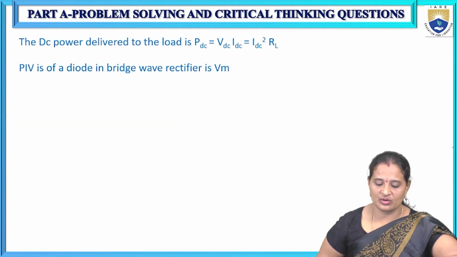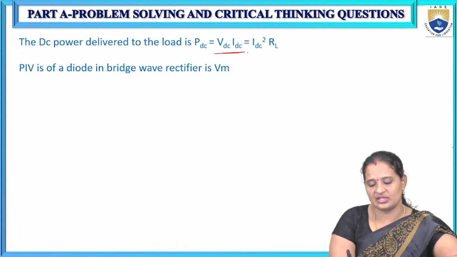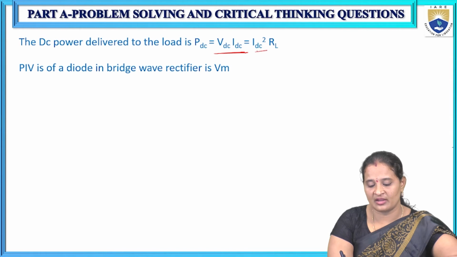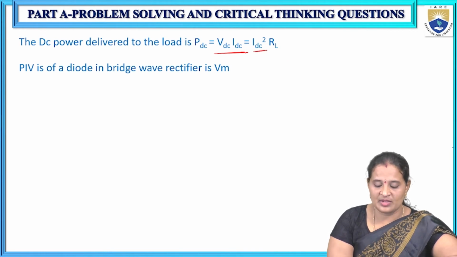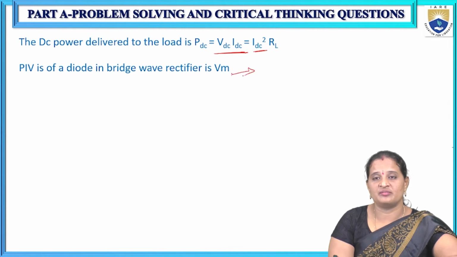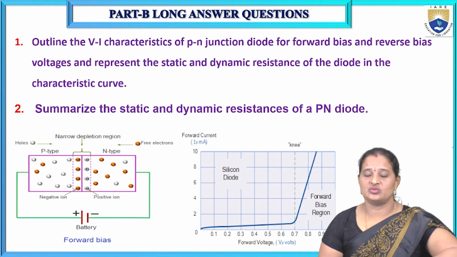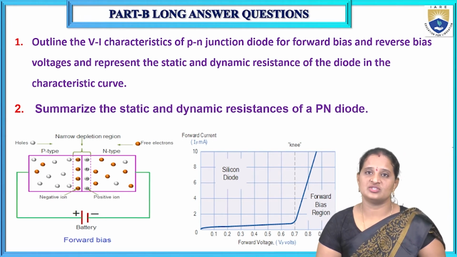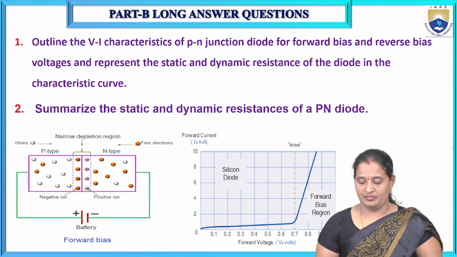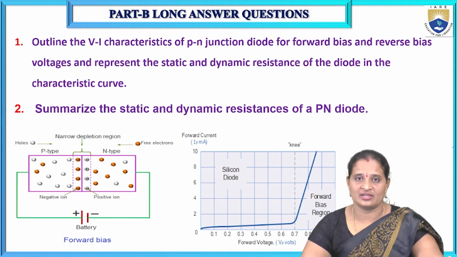DC power delivered to the load. DC power delivered to the load is VDC into IDC, or else I can even calculate it as IDC square into RL. And similarly, the peak inverse voltage of a bridge rectifier is Vm. So these are the formulas that you have to remember. These are the kinds of problems that may be asked on the PN junction diode and also the rectifiers.